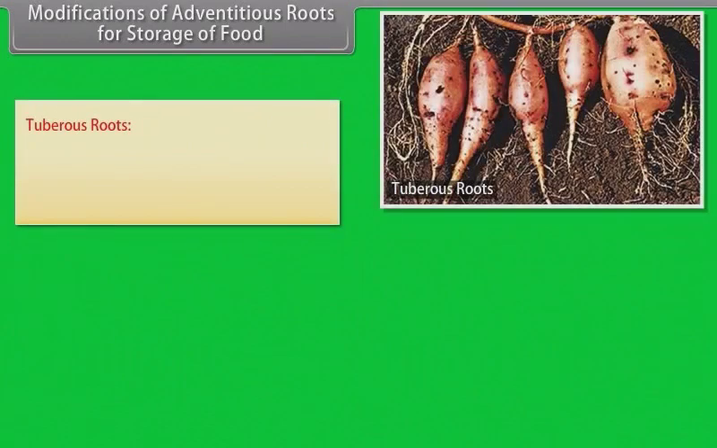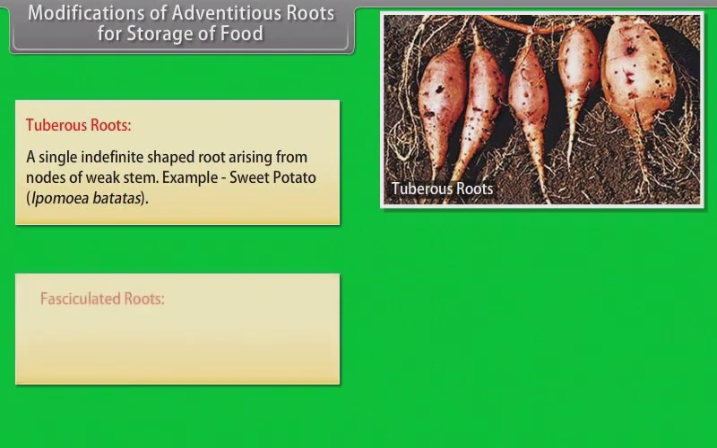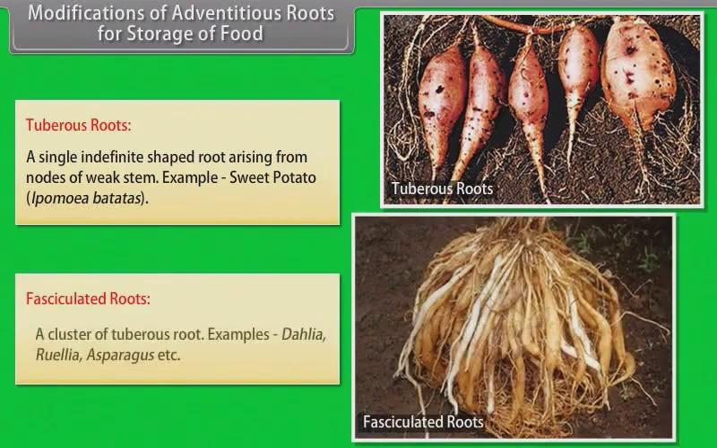Tuberous roots. A single indefinite-shaped root arising from nodes of weak stem. Example, sweet potato. Fasciculated roots. A cluster of tuberous roots. Examples, dahlia, Ruellia, asparagus, etc.